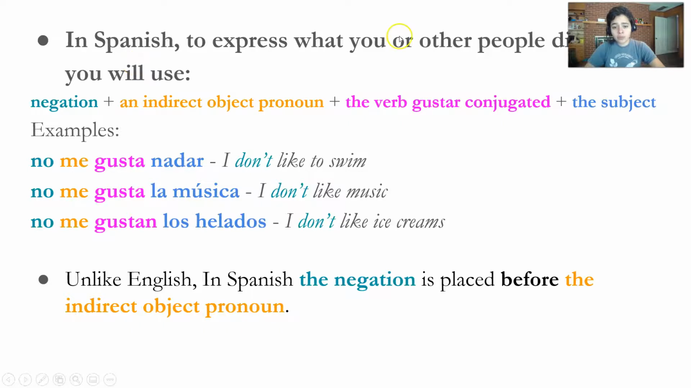If you want to express what you or other people dislike, you will use the following structure. It's the same, but the negation goes before the indirect object pronoun. So the negation, no. The indirect object pronoun, that's referring to whom. The verb gustar conjugated according to the subject, and the subject is the thing or the person that's being liked or disliked. For example, no me gusta nadar, I don't like to swim. No me gusta la música, I don't like music. No me gustan los helados, I don't like ice creams. So unlike English, in Spanish the negation is placed before the indirect object pronoun.